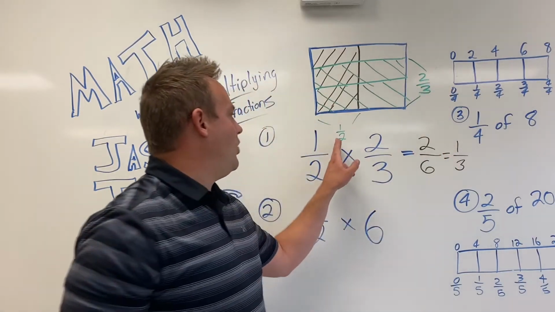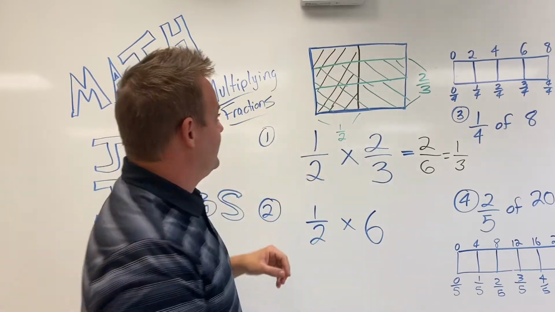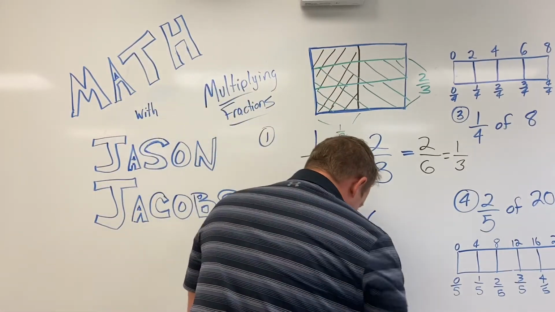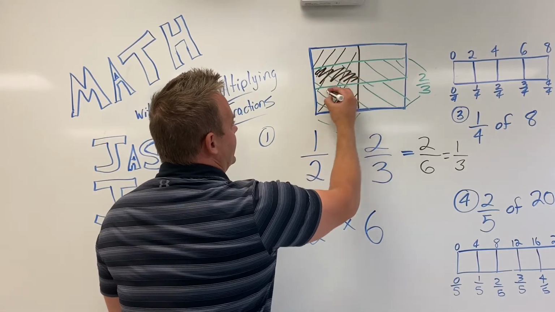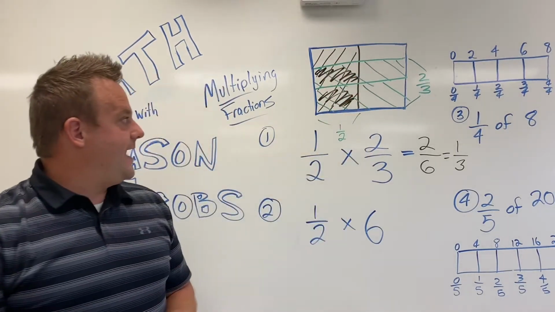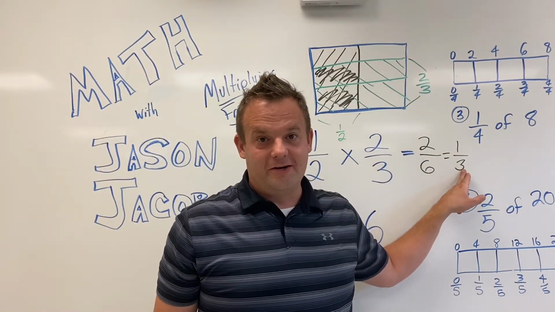So 1/2 times 2/3. Now the overlap is the product. Okay, let's take a look at the overlap here. The overlap is the product. So here's the overlap right here. See the overlap? And that is 2 out of 6, which so happens to be right here, 1/3.